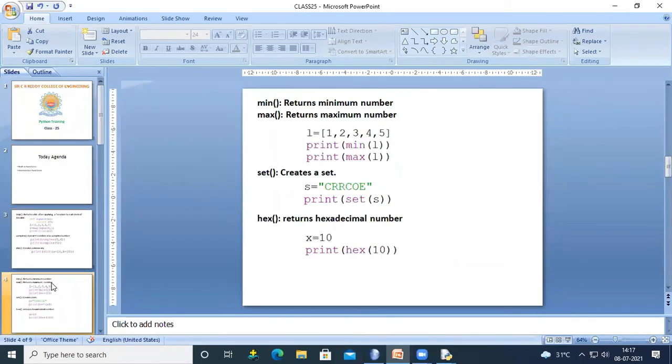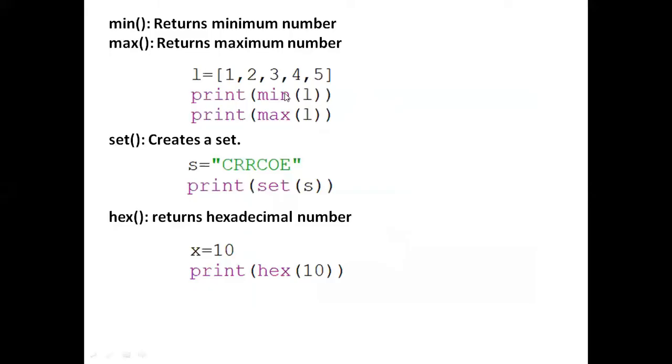The next function, the min function. The min function is used to find the minimum number in a list. The min function returns the minimum number, and the max function returns the maximum number. So this is the list L equals 1, 2, 3, 4, 5. Min of L returns 1, and max of L returns 5.